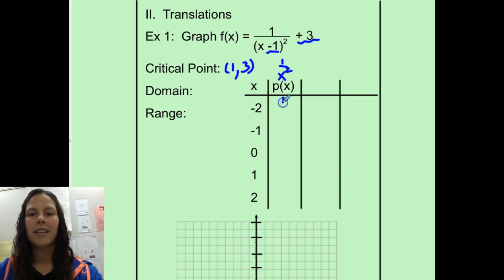1 over -2 squared would be 1 over +4. 1 over -1 squared would be 1. 1 over 0 is undefined.